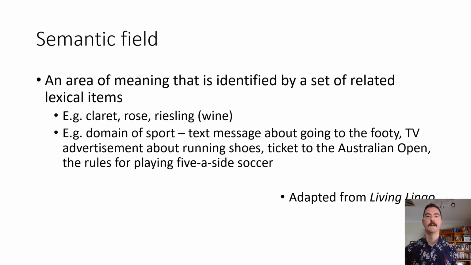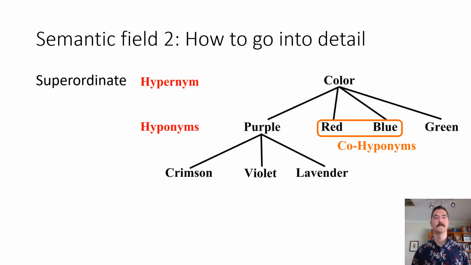Semantic field. Just to explore this concept a bit more fully, because it's been an issue before, we're looking at a set of related lexical terms: claret, rosé, Riesling, wines I assume, not really an alcohol expert. The domain of sport, all sorts of different things would have a very different range of words being used.